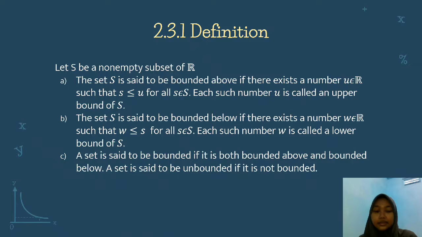B. The set S is said to be bounded below if there exists a number w element of R such that w is less than or equal to s for all s element of S. Each such number w is called a lower bound of S. C. A set is said to be bounded if it is both bounded above and bounded below. A set is said to be unbounded if it is not bounded.